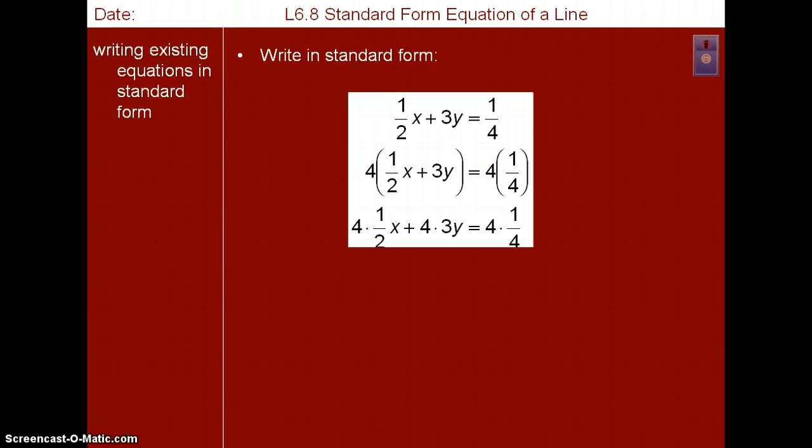Multiplying both sides by a 4, we would, of course, have to distribute that multiplication on the left side. Just simplifying out here, we would come up with 2x plus 12y equals 1. The simplifying happens really nicely here. The 4 and the 1/2 simplify down to be just the 2, and then the 4 and the 1/4 simplify down to be just a 1. We've got both our x and y on the same side. There are no fractions. X is first. We're good to go.